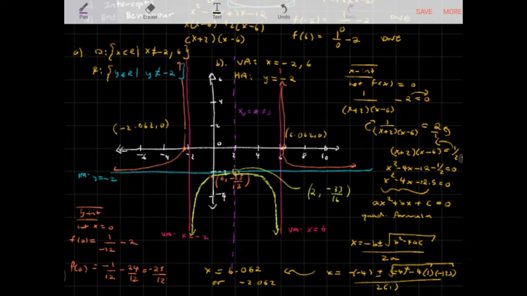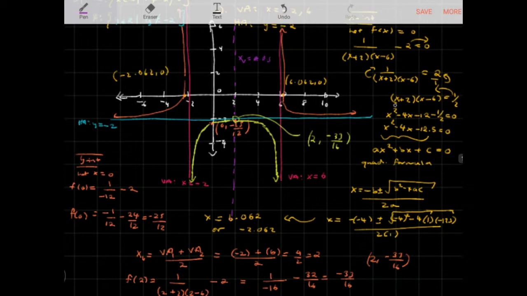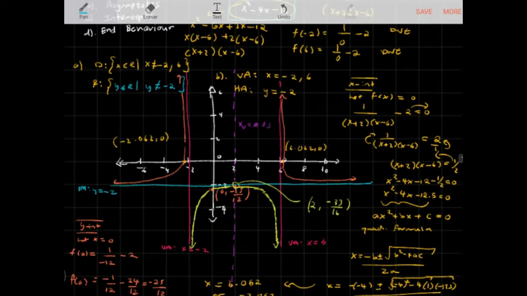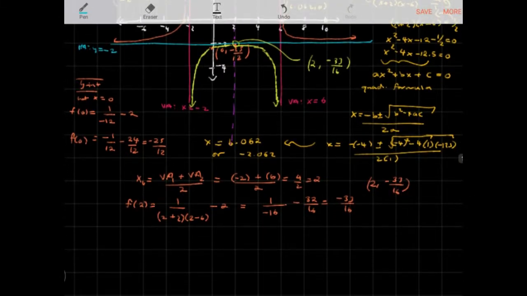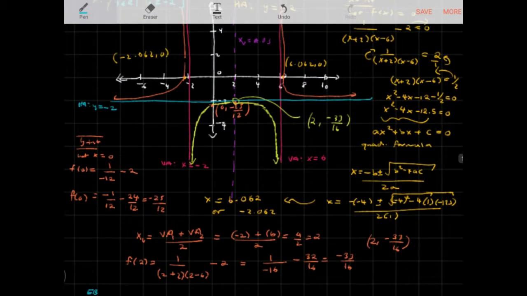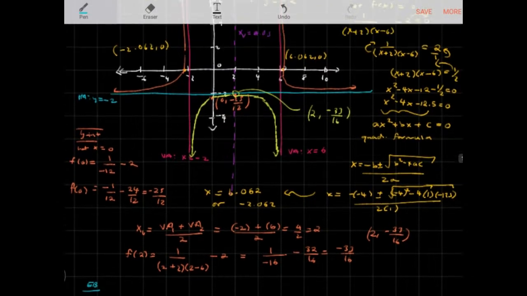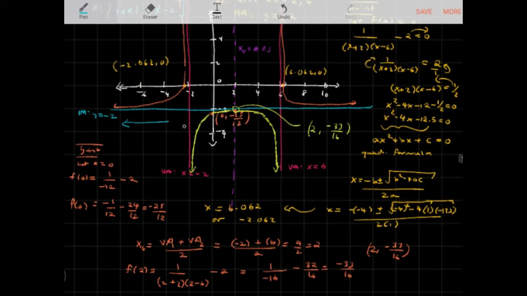The last thing we can do here is assess the end behavior. The end behavior here is quite complex because we have to look at both asymptotes, at the left and right side of the asymptotes. So these questions do take a little bit of time. Let's start by x approaching negative infinity. What happens to the function?